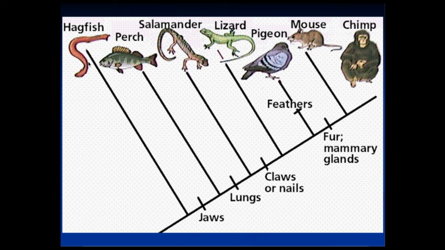Here's another one. So you have hagfish, perch, salamander, lizard, pigeon, mouse, and chimps. I put this one here because there's something a little bit different on this one. Same thing, jaws, lungs, claws, all these guys back here. If you're behind, to the left of the trait, you don't have it. Once we get up here, we have claws. Then you have something different here that says feathers. So this one is individual. If you see one up here in the middle of a line like this, it's individual. So birds have feathers, but they also have claws, lungs, and jaws.